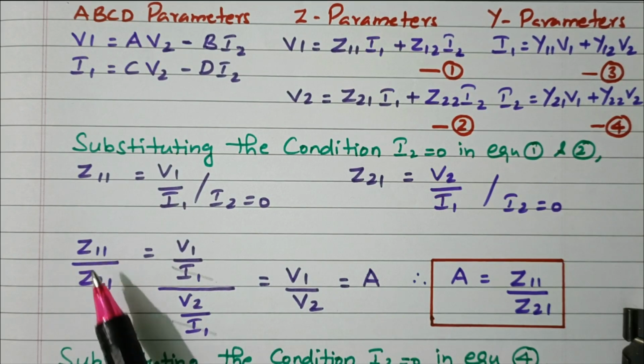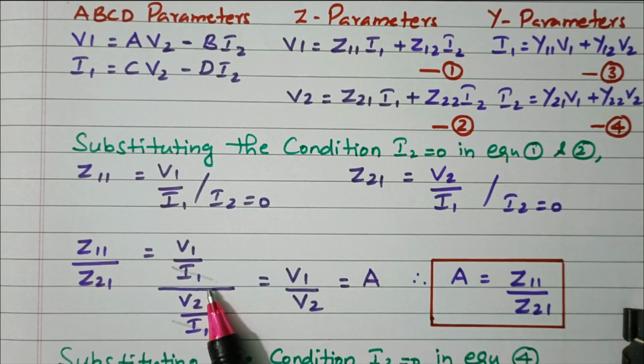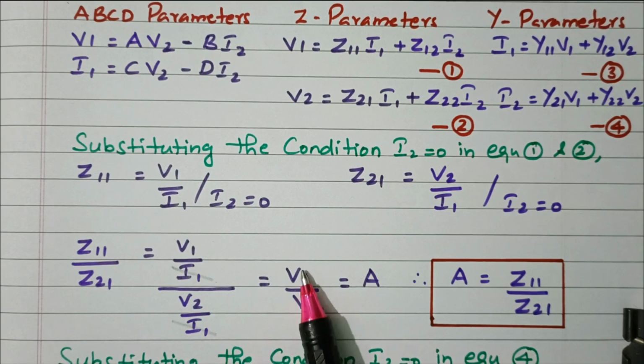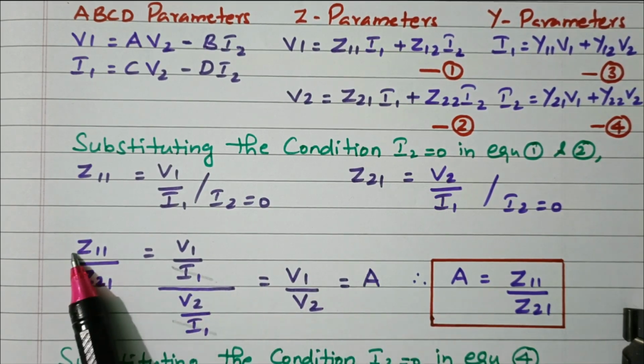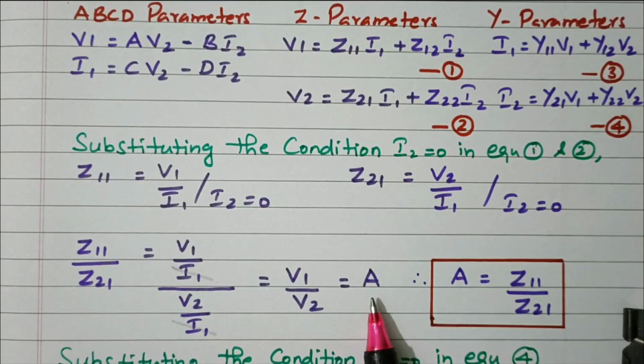Now we will find Z11 divided by Z21. Z11 is V1 by I1, Z21 is V2 by I1, so this I1 got cancelled. V1 by V2 is nothing but parameter A. A separate video is available that you can refer. A is nothing but V1 by V2, so that is nothing but Z11 by Z21. So A equal to Z11 by Z21. Now A is expressed in terms of Z parameter. Right, now we'll go to the next one.